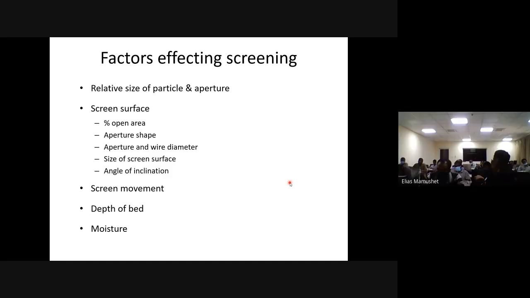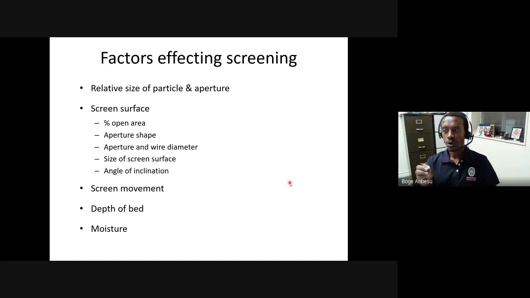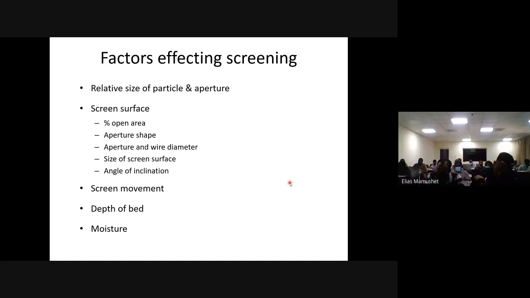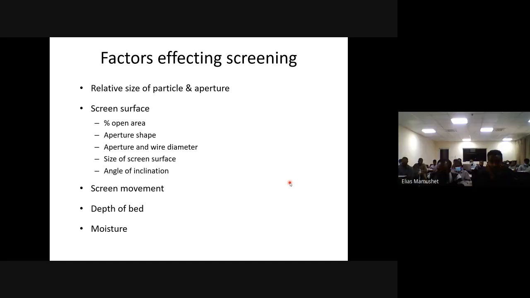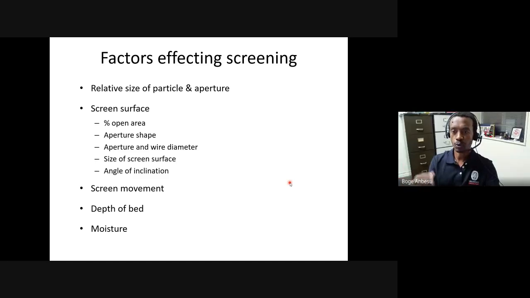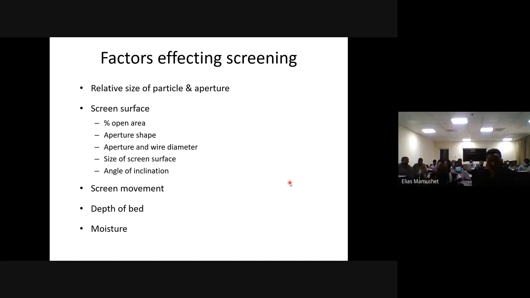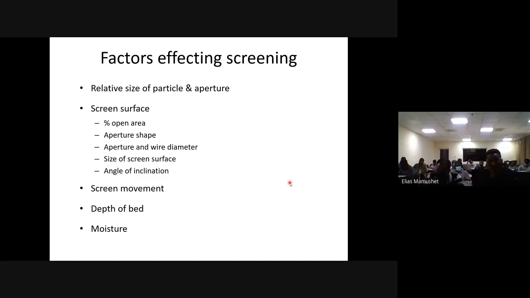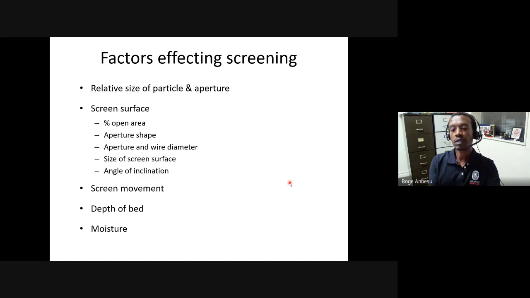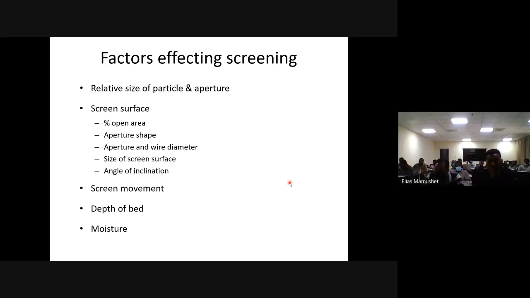But if I'm prioritizing, as you say, the amount of material processed, and the quality doesn't really matter, for example, if I just roughly want to split this into two portions, fine and coarse, and process as much material as possible, then it is only the capacity that matters. In that case, you can overload your screen, you can move the screen fast, you can do things to maximize capacity.